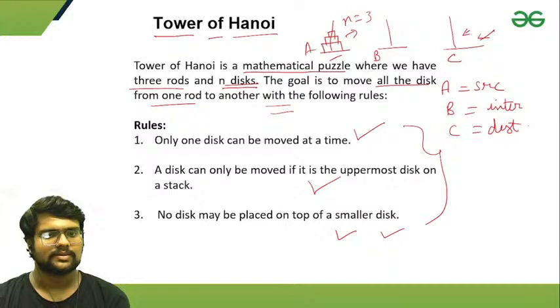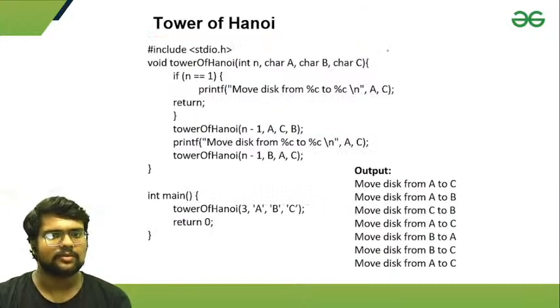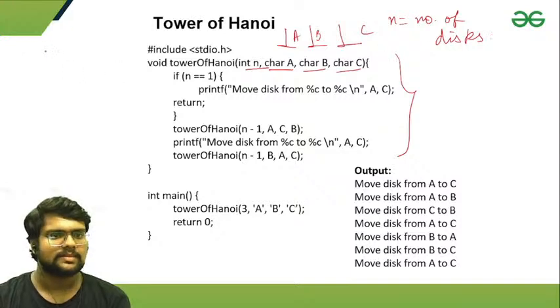Let's see. This is the C program to do that. This is for the first rod, character A, character B is for rod B, and character C for rod C. A, B, C. And n is the number of disks. So in this we try to solve it like this.